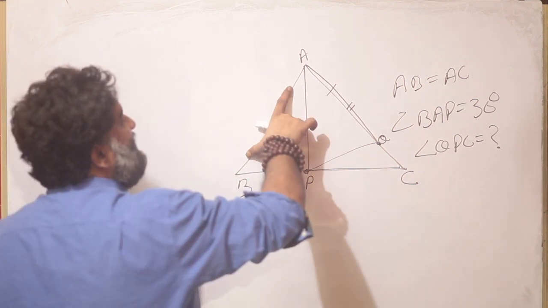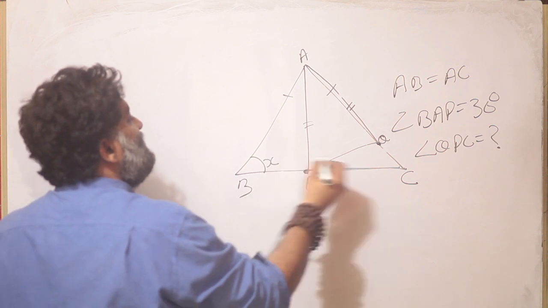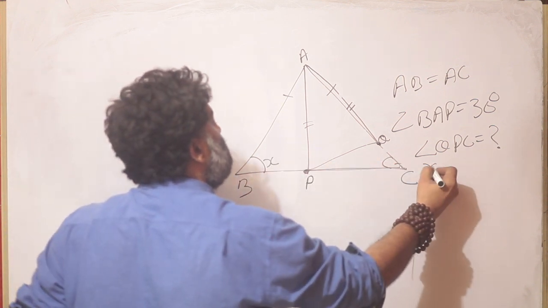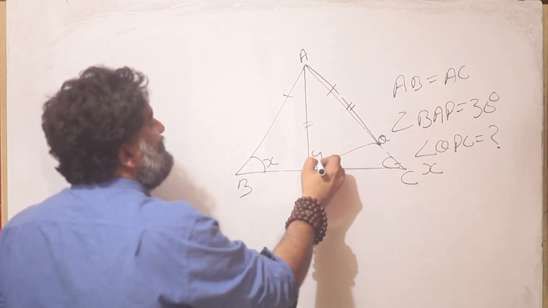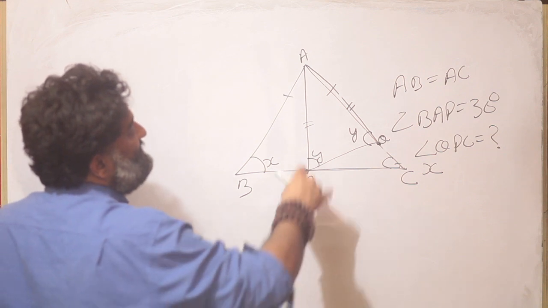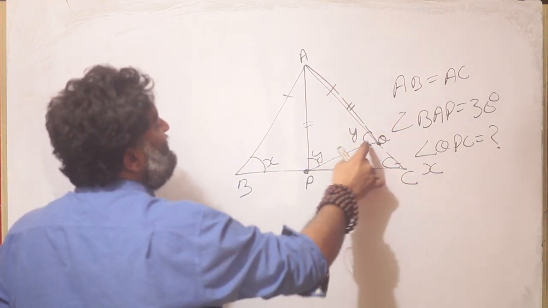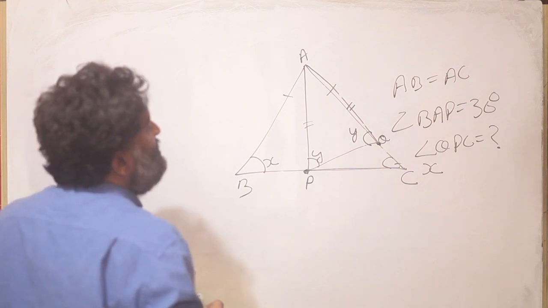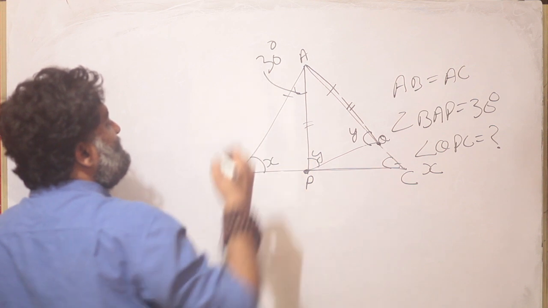First of all, I know AB is equal to AC. So if this angle is X, this angle is also going to be X. And if this angle is Y, this angle is also going to be Y. Why is that? Because AP and AQ are equal to each other, so the opposite angles are going to be equal to each other. So I have this much information, and this angle is given as 30 degrees.